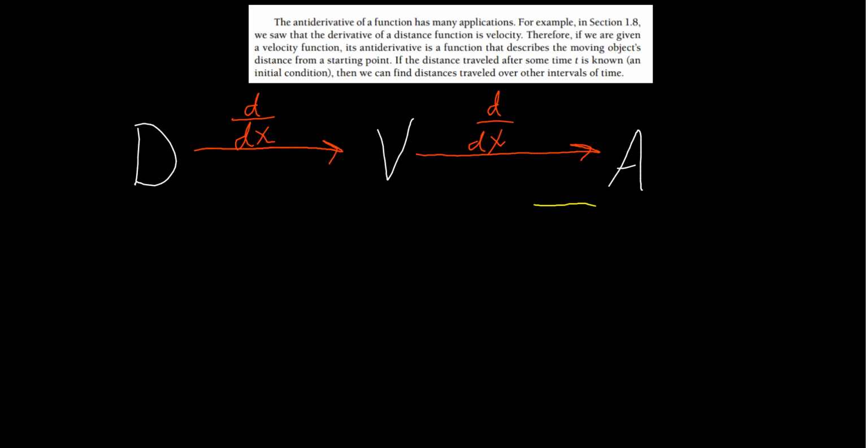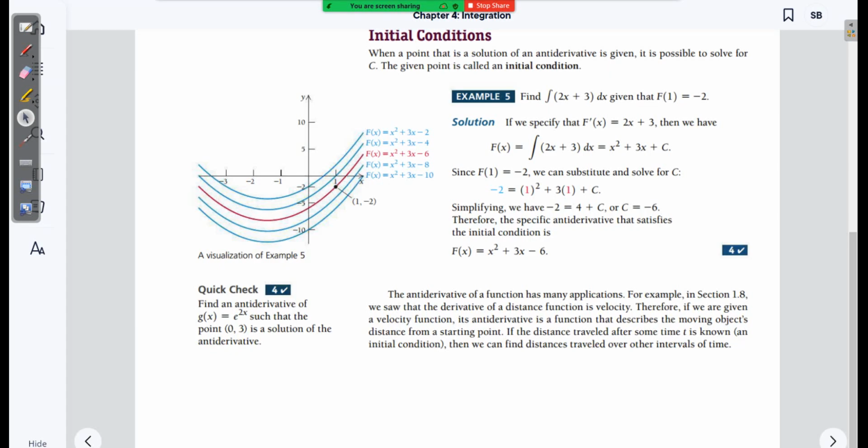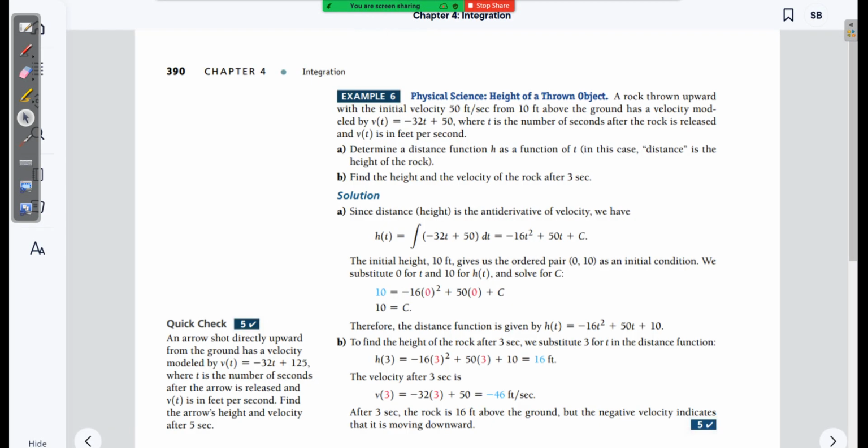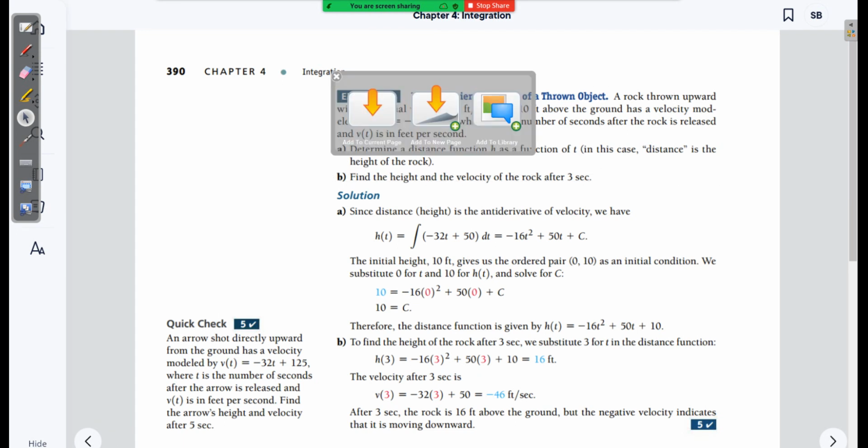Okay, so if we integrate the acceleration, so we'll just put the integration symbol there, we get velocity. And if we take the integral of velocity, we get distance. Okay, so again, we see that the antiderivative or the integral is indeed the exact opposite of differentiation, and we're going to see more of that in the next example. All right, so we have our nice handy dandy physics problem.